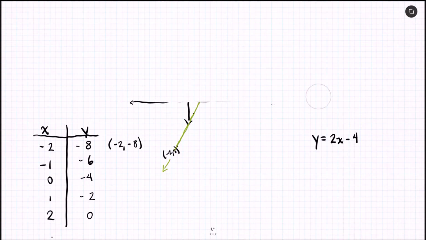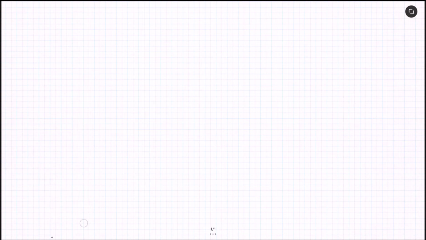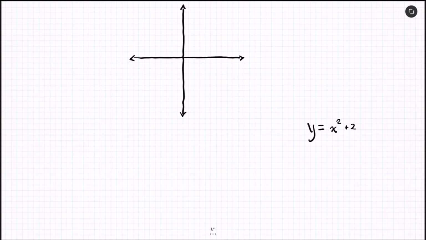Let's do a practice one together to make sure you've gotten it down. Do your best to graph the function y equals x squared plus 2 using the table method I just showed you. I'll be doing it slowly in the background, but don't peek unless you absolutely need help.